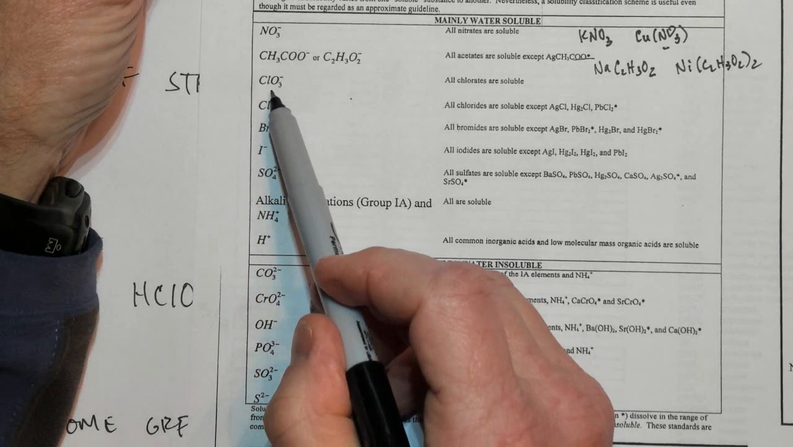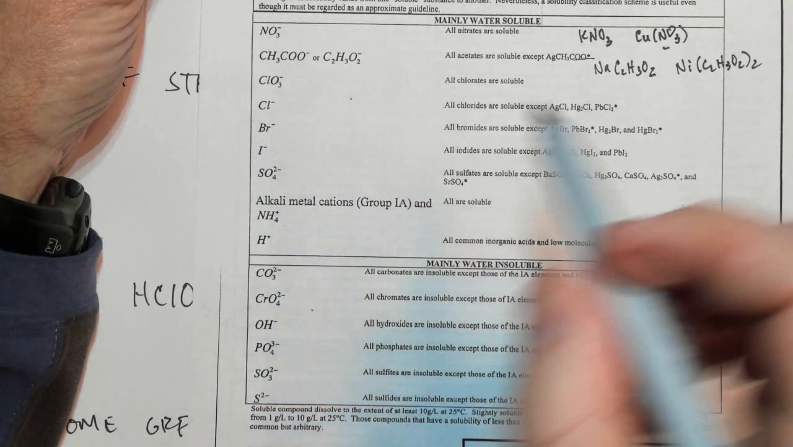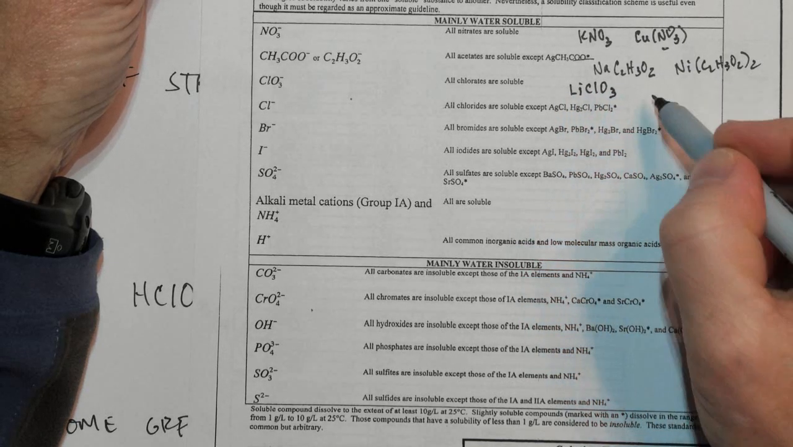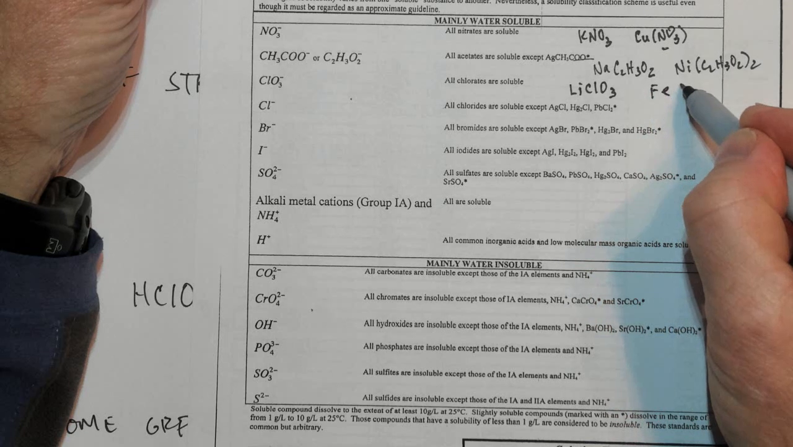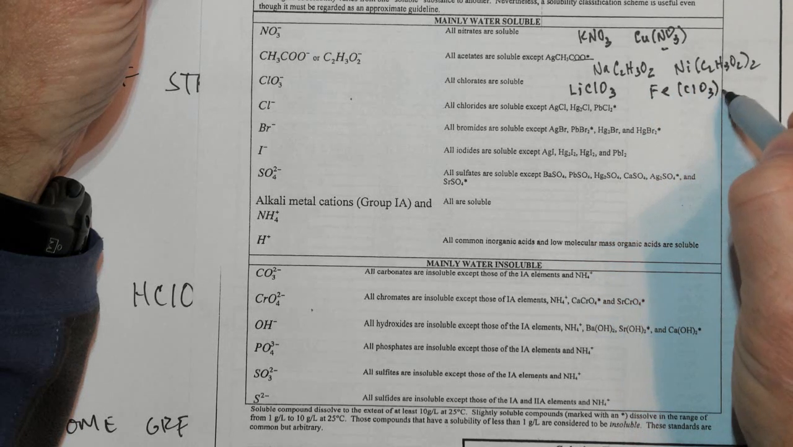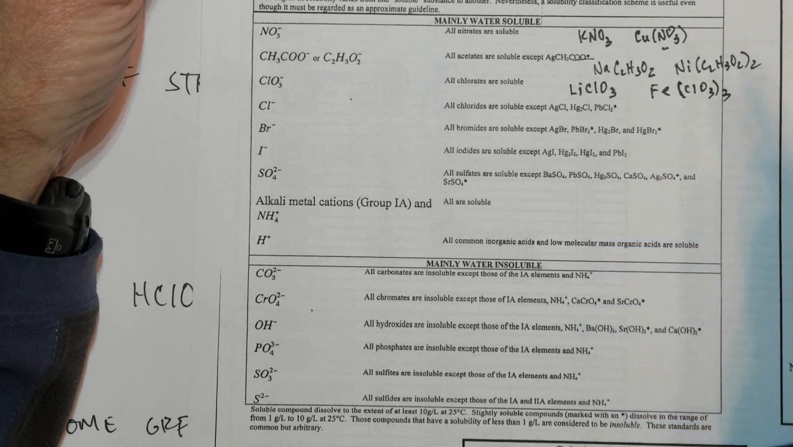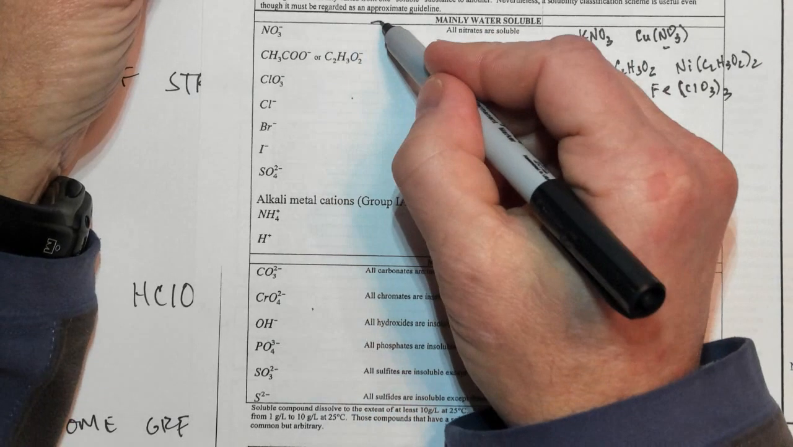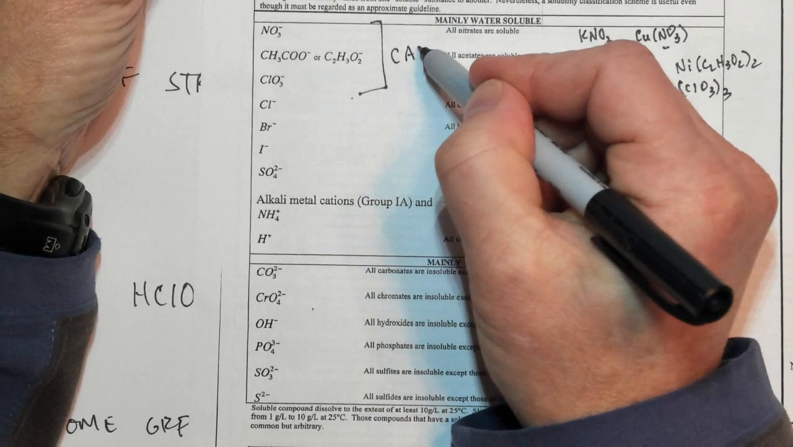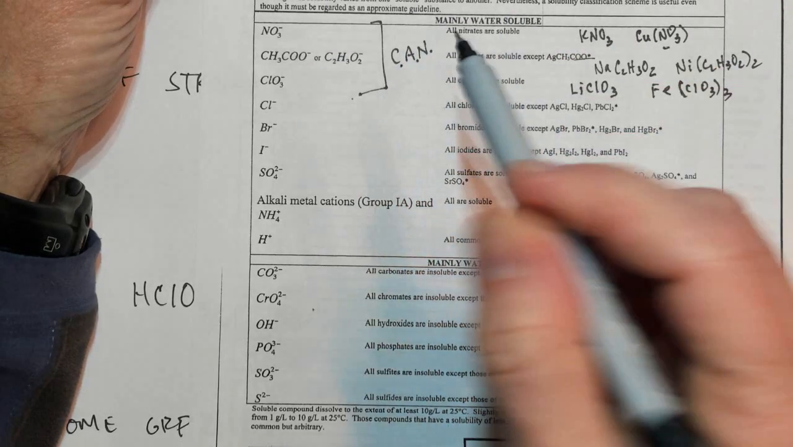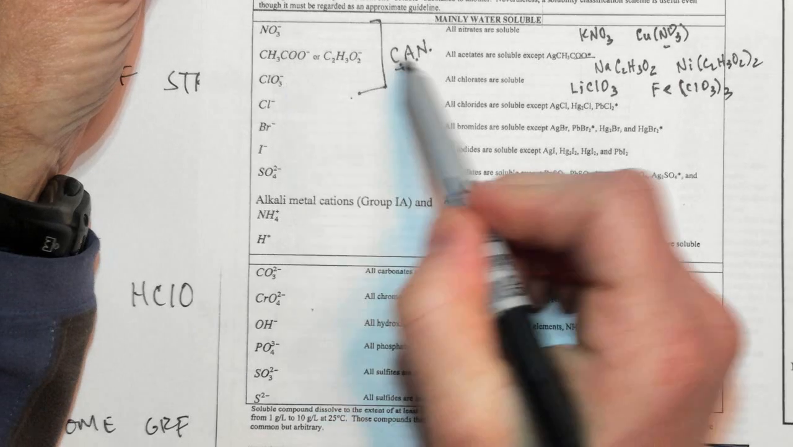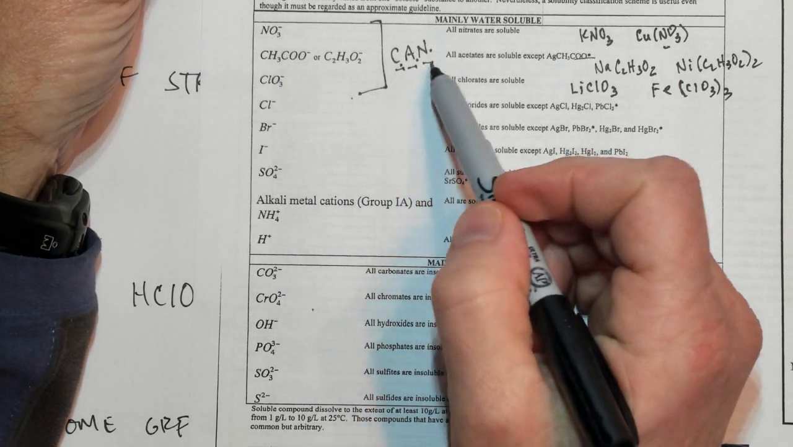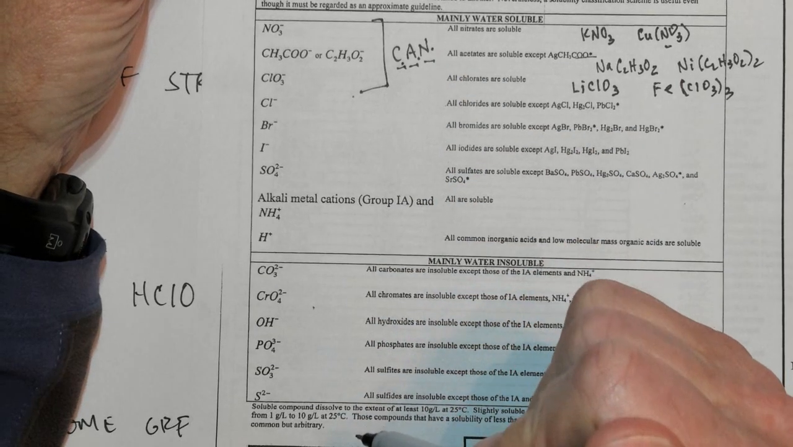Anything that contains a chlorate is soluble. So something like LiClO3 or Fe(ClO3)3. These would be soluble ionic compounds that are strong electrolytes. These three can always be soluble. Can meaning chlorate, acetate, nitrate. Oh, you can remember those three are always soluble.